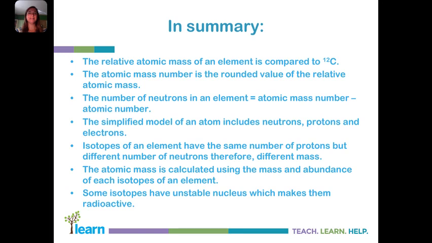Isotopes of an element have the same number of protons but may differ in number of neutrons, therefore granting them varying masses. The atomic mass is therefore calculated using the mass and abundance of each of the isotopes of an element. Some isotopes have an unstable nucleus, which makes them radioactive. Therefore, we call them radioisotopes or radioactive isotopes.